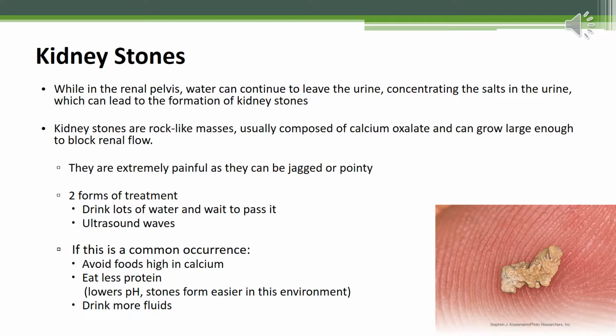And if you have a history of developing kidney stones, and it's actually a fairly common occurrence for people to have kidney stones, it's best to avoid foods high in calcium and to eat less protein, which could probably be applied to anyone. And this is because protein lowers pH within the body, and stones form easier in this environment. And it's also advisable to drink more fluid than you typically drink.